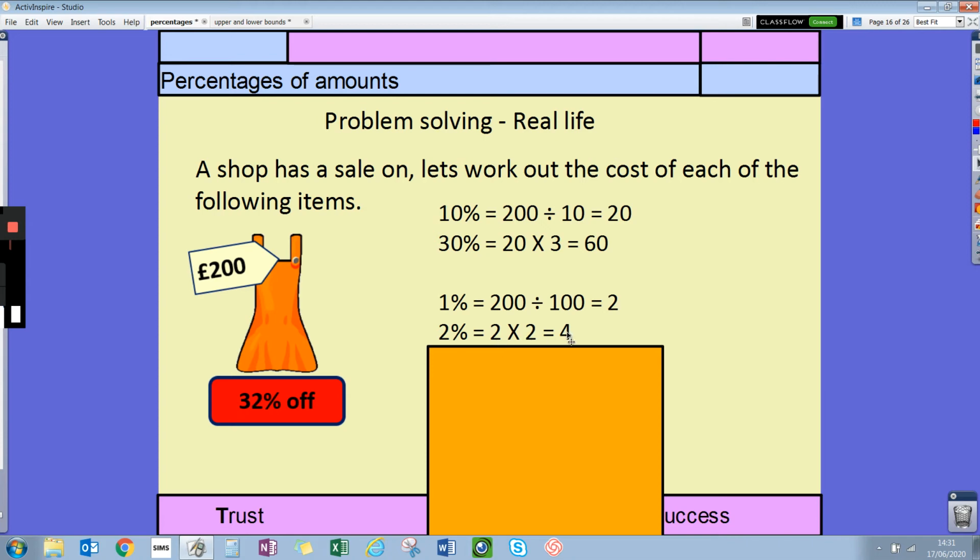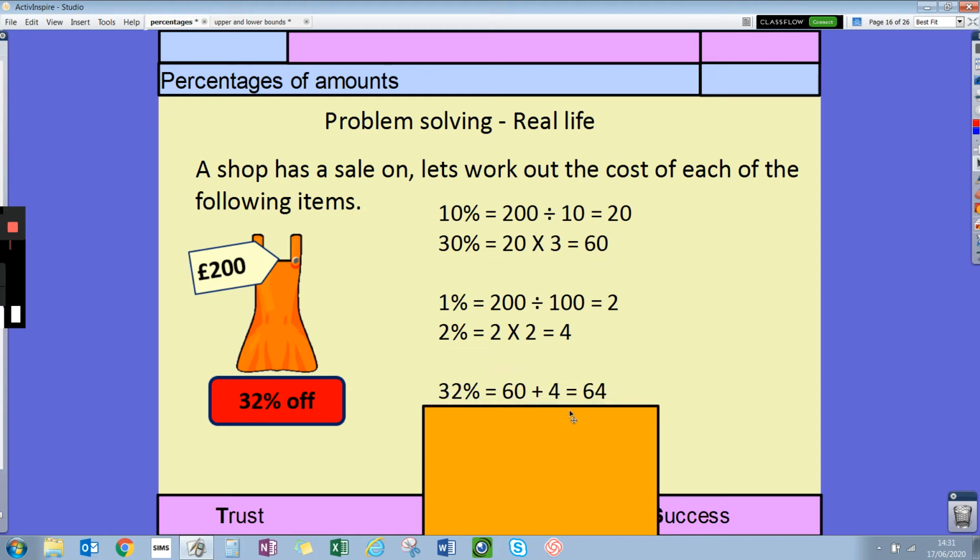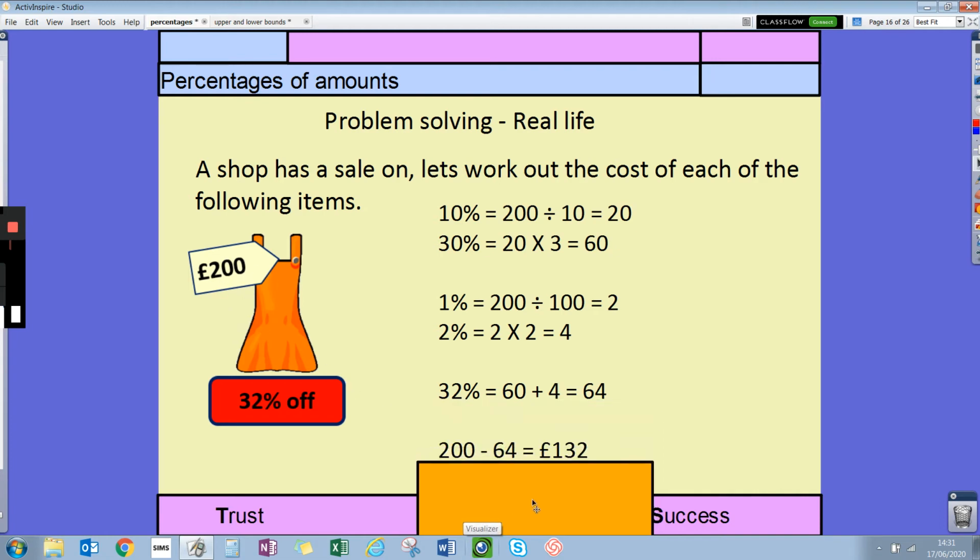And then for 2%, I'm going to multiply by 2, so that's 4. So 32% must be 30% plus 2%, which is 64. And it's £64 off. It's 32% off. So we need to take that off our £200, which is £132.